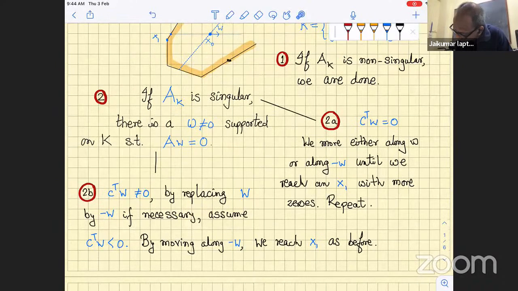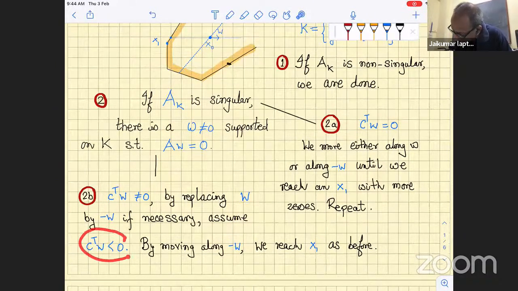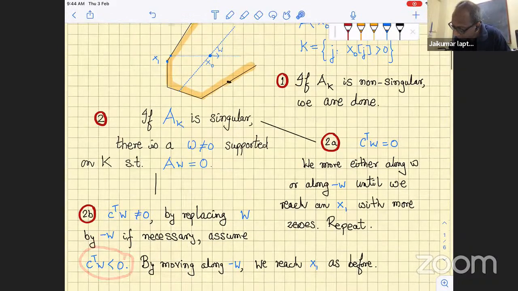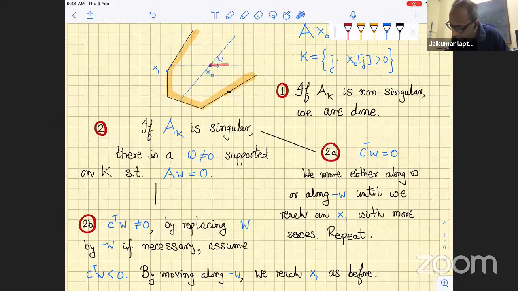So I'm saying that C transpose W is less than C. What we know is C transpose W is not equal to 0. So that means moving in the direction W. So let me draw it with a pen. C is this vector, and W is this vector, suppose. So if you take the dot product of C and W, it is positive. The angle is acute.